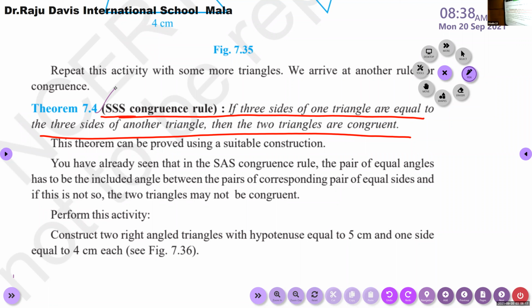Gobi, read the SSS congruence rule. If three sides of one triangle are equal to the three sides of another triangle, then the two triangles are congruent. Leah, read. If three sides of one triangle are equal to the three sides of another triangle, then the two triangles are congruent. Okay. Steve, read. If three sides of one triangle are equal to the three sides of another triangle, then the two triangles are congruent.